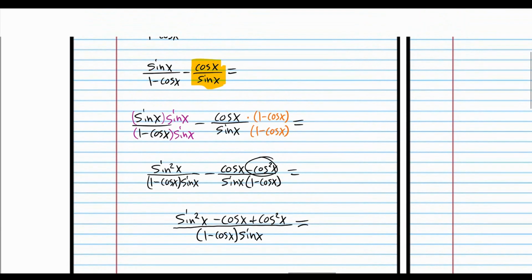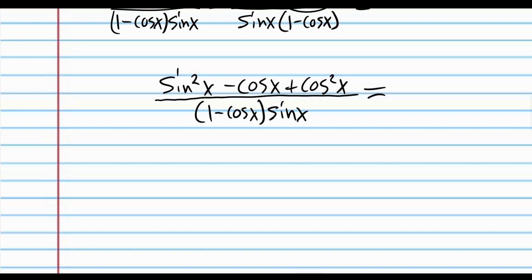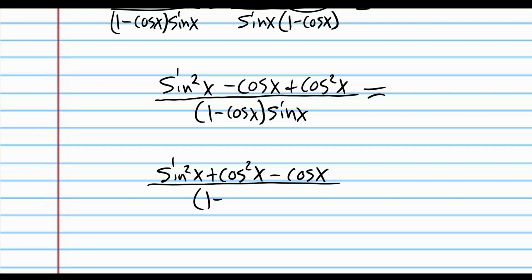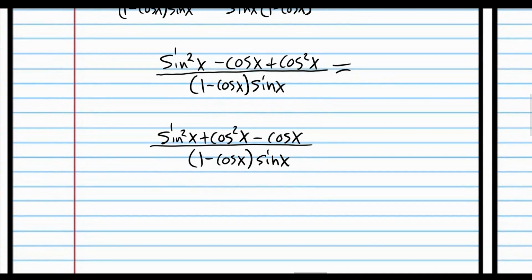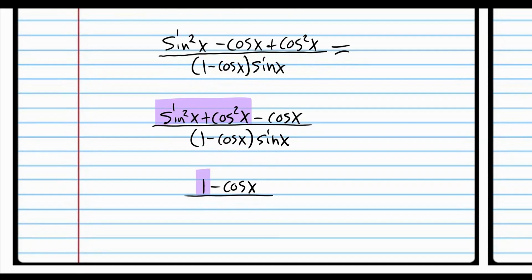So again, all of this is going to turn into cosecant x if this equation is really true. So now I'm going to write that cosine squared x next to the sine squared x, just so we can see. You don't have to do that. You can skip that step. And of course, this is a Pythagorean identity. So that all turned into 1.